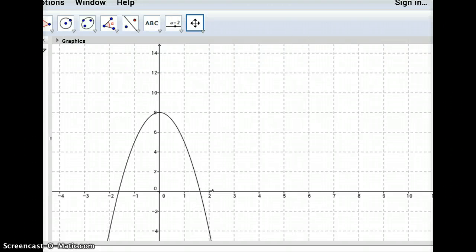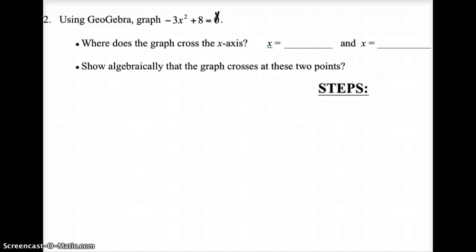Now it looks like I cross somewhere between 1 and 2. It looks like it might be a little bit more than 1.5. And then I do the same thing on the other side. It seems like I cross somewhere between negative 1 and negative 2, a little bit smaller than negative 1.5. So if I go back to our slide, I'm going to guesstimate, maybe negative 1.7 and then positive 1.7. This is just a guess from our graph. Okay, so I'll write that. Just a guesstimate.